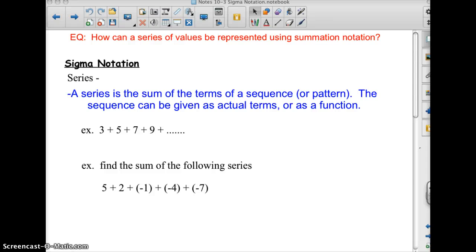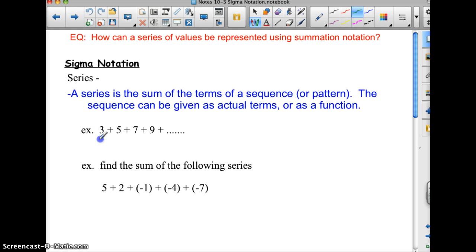All right, today's lesson is about sigma notation. A little departure from what we were doing earlier, but it's taking a series and representing it using summation or sigma notation. A series is defined as the sum of the terms of a sequence. The sequence can be given as actual terms or as a function. I have an example of a sequence here for you.